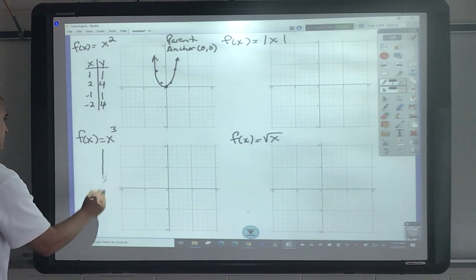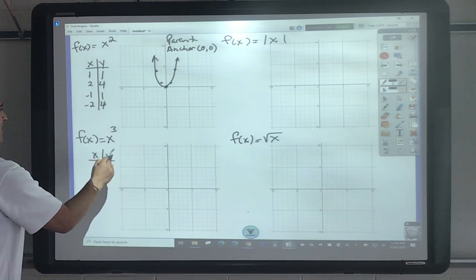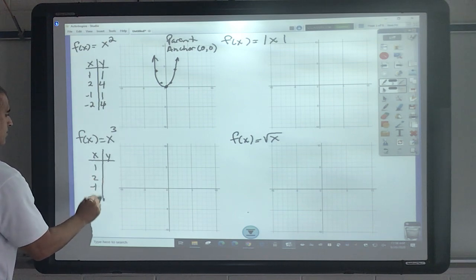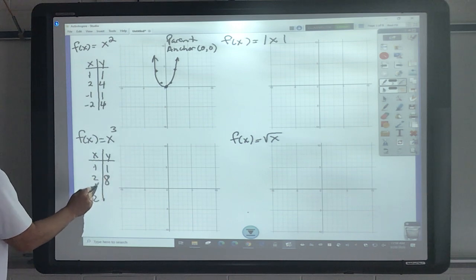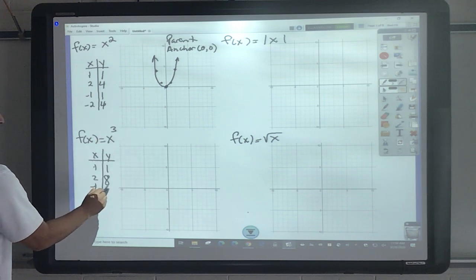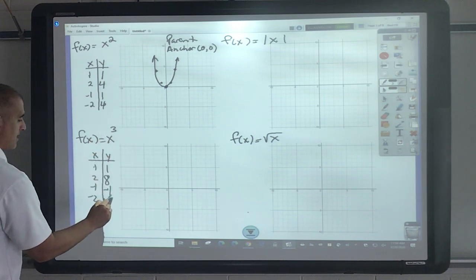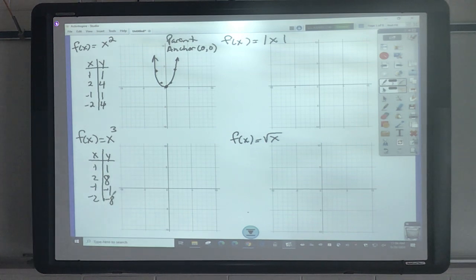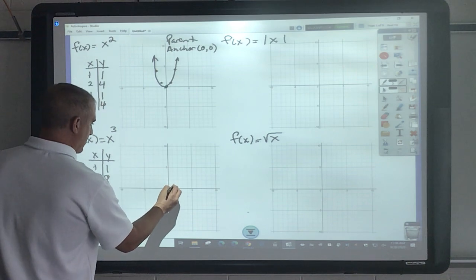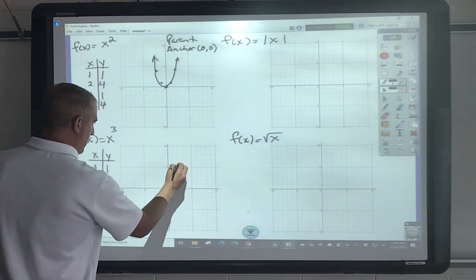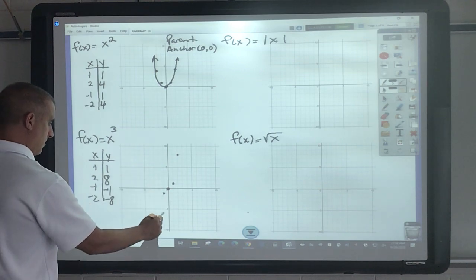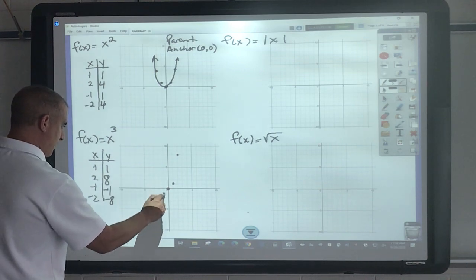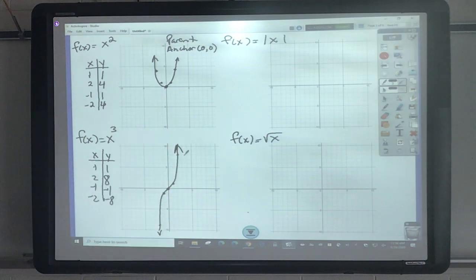This one is a cube. Same values: 1, 2, negative 1, negative 2. So 1 cubed would be 1, 2 cubed would be 8, negative 1 cubed would be negative 1, negative 2 cubed would be negative 8. Remember the concept we talked about last unit of cubes. So from 0, 0, I go 1 right, 1 up, 2 right, 8 up, 1 left, 1 down, 2 left, 8 down. This is what the parent graph looks like.